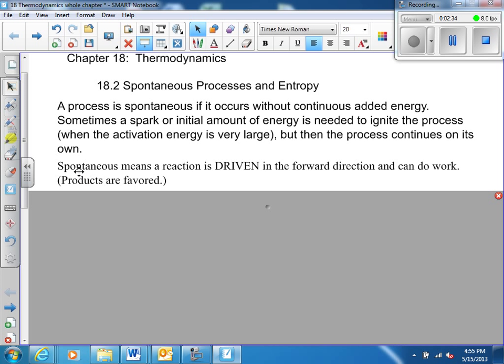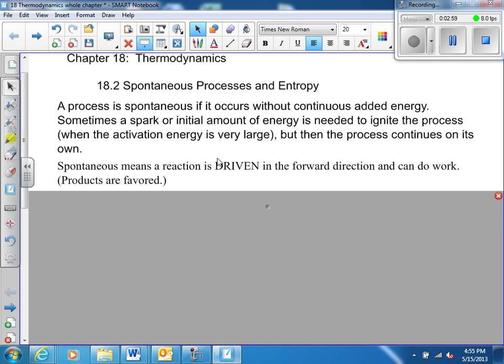And when a reaction is spontaneous, it is driven in the forward direction, and as I mentioned earlier, the reaction will be able to do work for you. It also means products are favored. So these four ideas: spontaneous, driven in the forward direction, products being favored, and ability to do work.